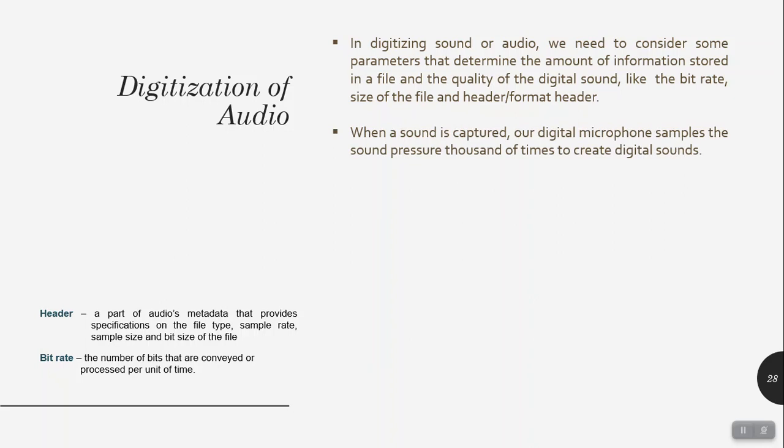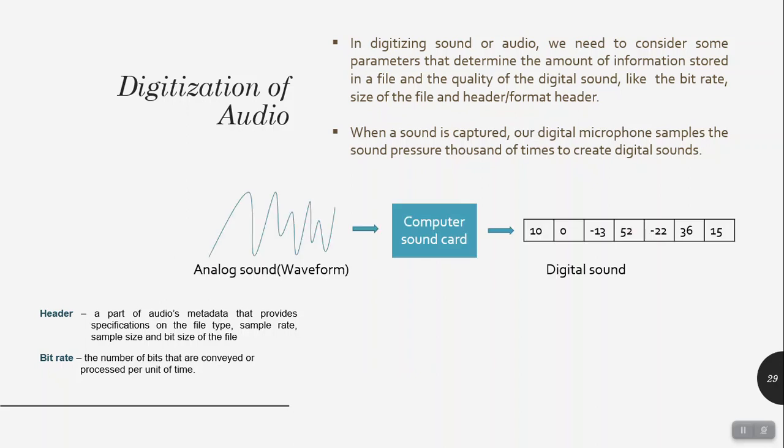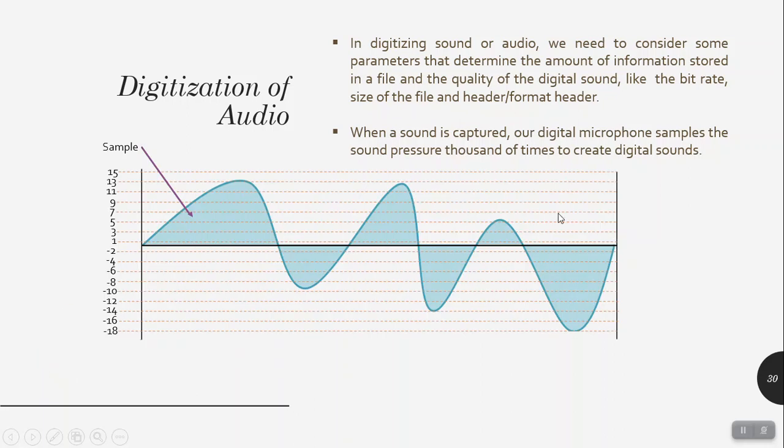When a sound is captured, our digital microphone samples the sound pressure thousands of times to create digital sounds. For example, we have the analog sound, which is the rough waveform or the sound that should be captured by our computer sound card or microphone. And then this microphone will process those analog sound into its digital sound format. So it would look something like this.